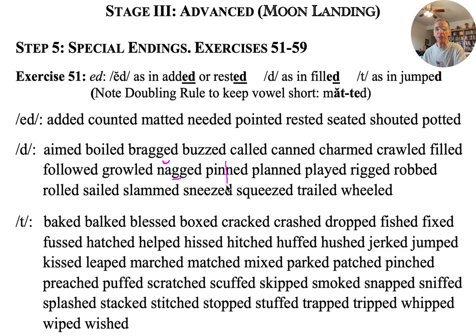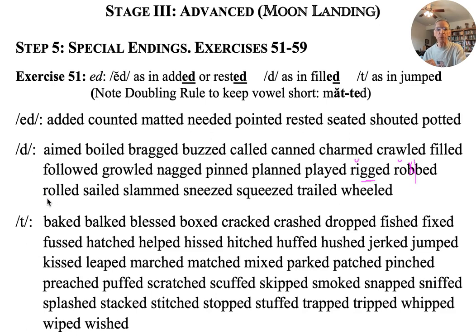Pinned. They pinned the tail on the donkey. And again, if you took out one of those consonants, it would be pine, because it would be at the end of a syllable. Next we have planned. They planned to have a really fun party. Played. They played cards all night. Rigged. They rigged up the ship. Put rigging on the ship. Rigged. And notice the two G's there to keep that short. Robbed. So again, to keep it short, if you took that B out, you would have robed.